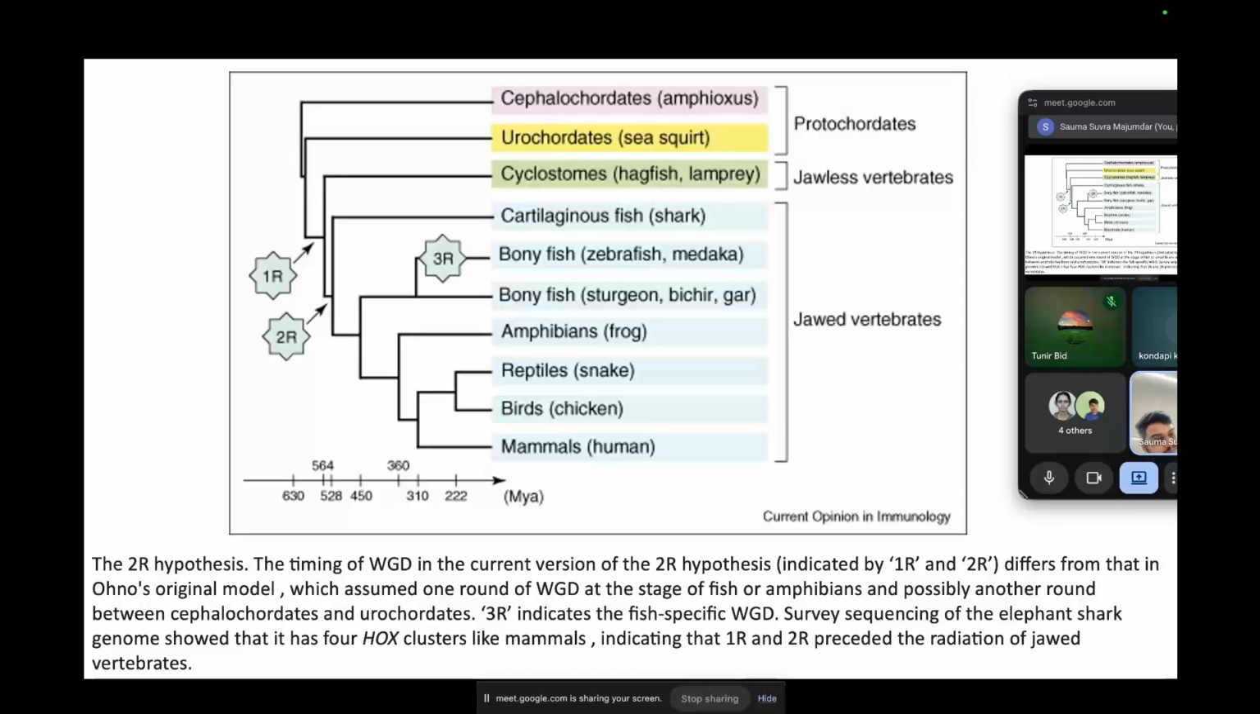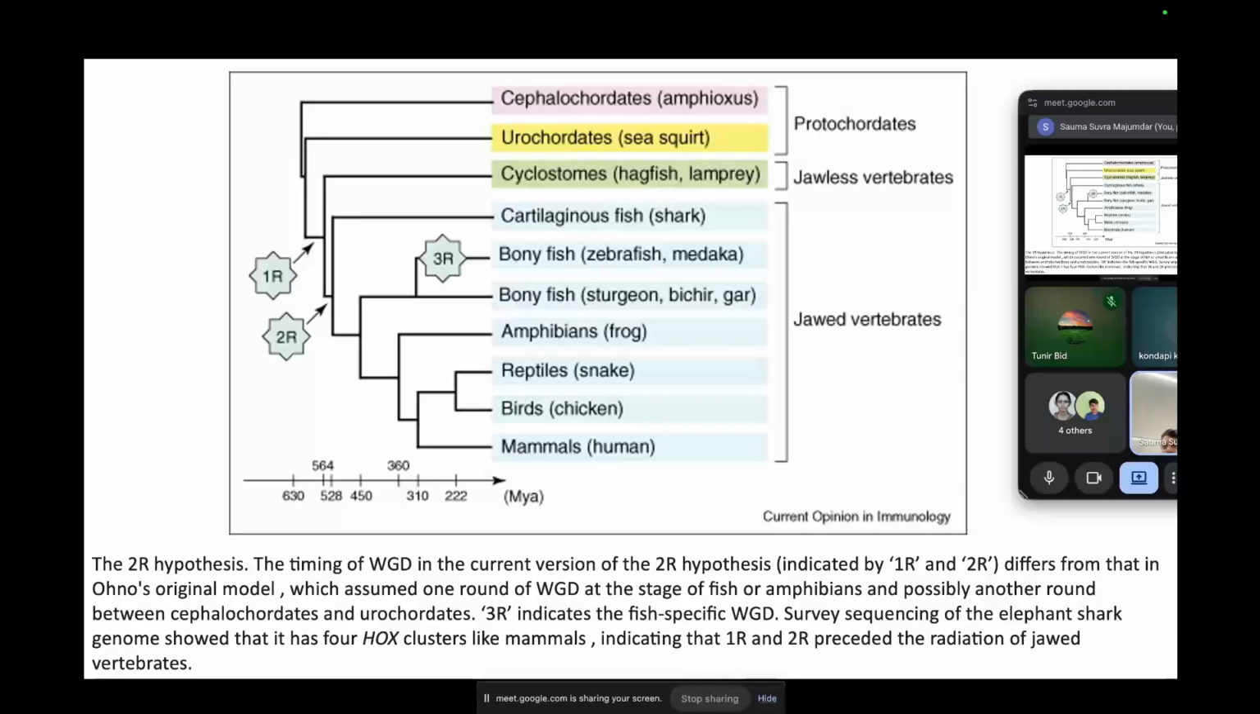There is something called the 3R hypothesis as well, where there is a third location where the duplication has occurred between these two sets of species, and this is a fish-specific whole genome duplication. Survey sequencing of the elephant shark genome showed that it has four Hox clusters like mammals, indicating 1R and 2R preceded the radiation of the jawed vertebrates. So basically, elephant shark is a jawed vertebrate. We are jawed vertebrates. Mammals are jawed vertebrates, right?